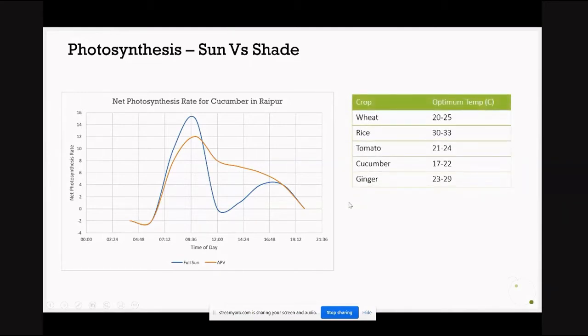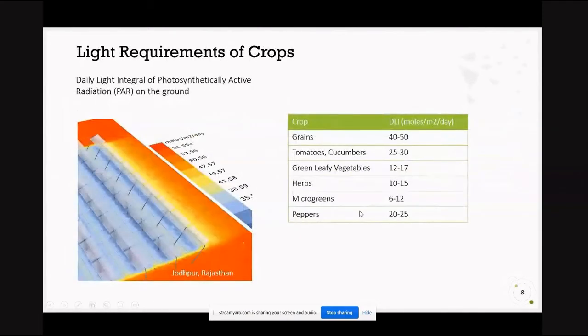Now, if you look at the optimum temperature ranges for a few different crops, you'll see that it's around 25 degrees. And we all know what temperatures we can get in India in 5 or 6 months of the year, and during the daytime, much, much higher. So you can see what that would be doing to photosynthesis.